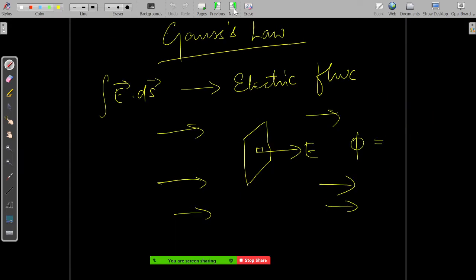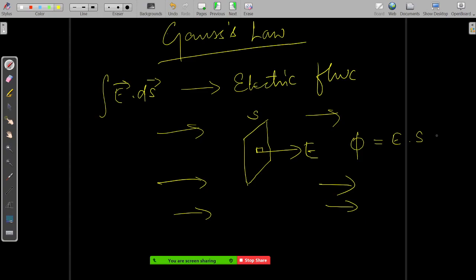Okay, so what we were saying is that if the electric field is perpendicular to a surface area, let's say the surface area is S, then the flux is E into S. That is what the flux is.